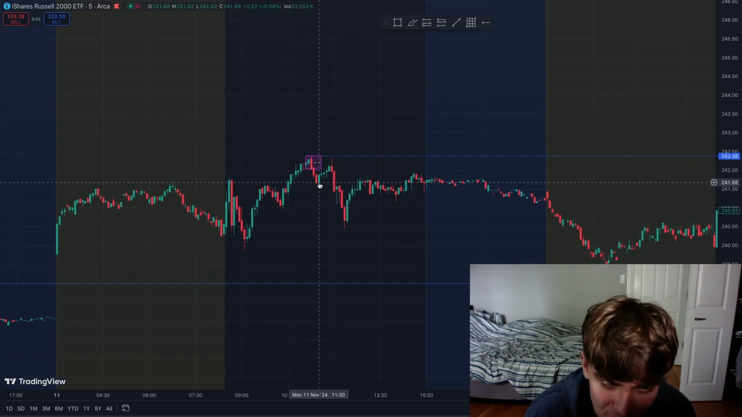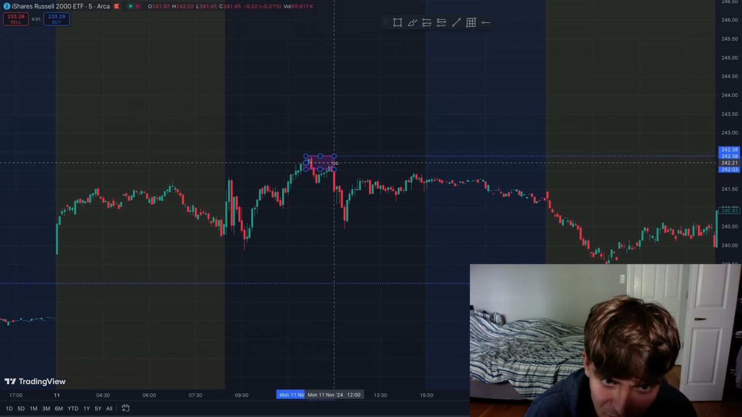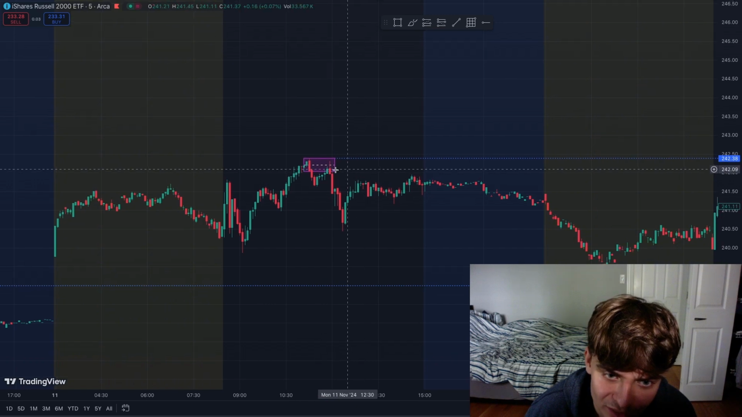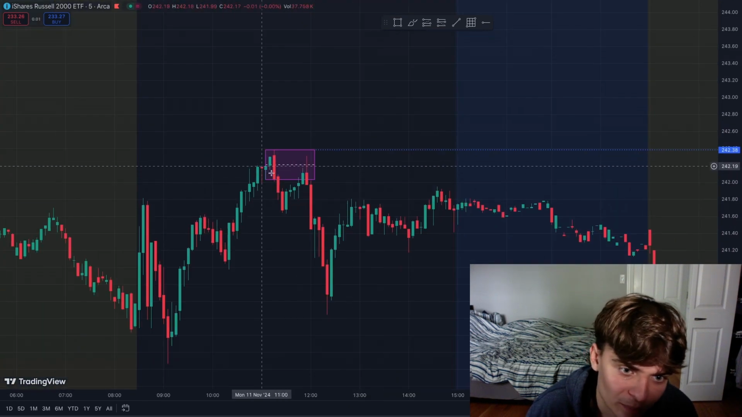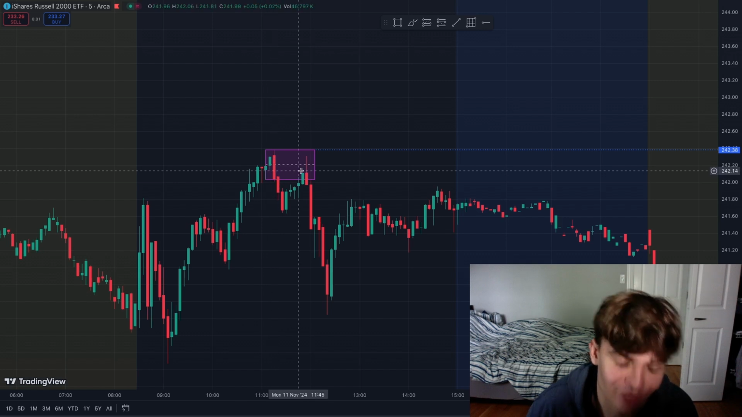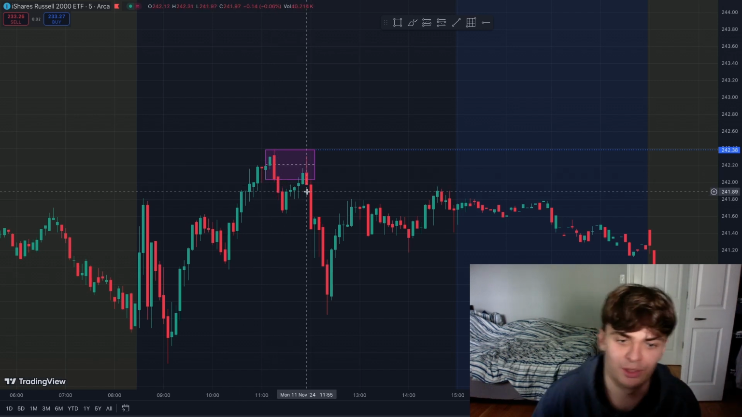Anyways, price ended up coming down. When did it retrace into that order block? And also, if you pay attention here, there's a final fair value gap. So this would literally have been a really good trade.